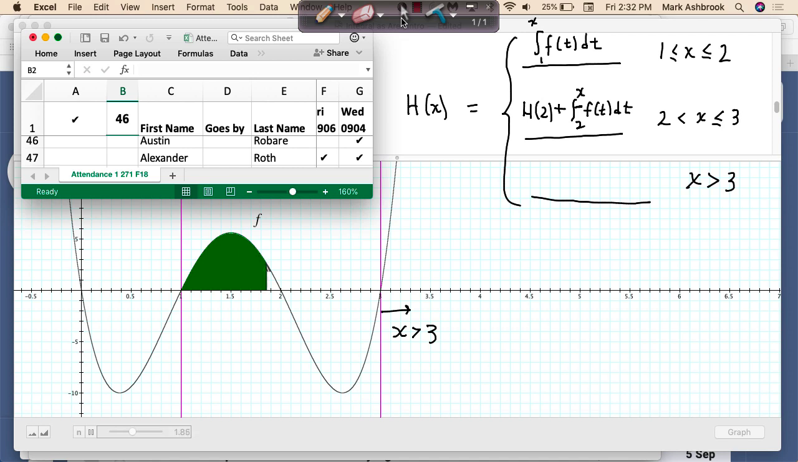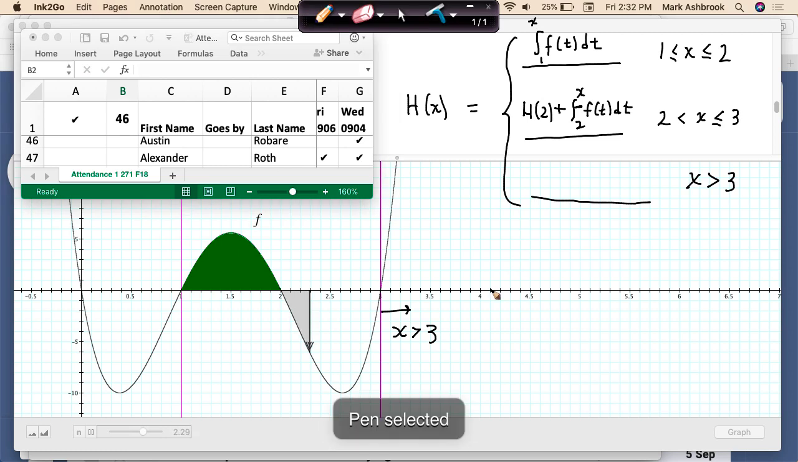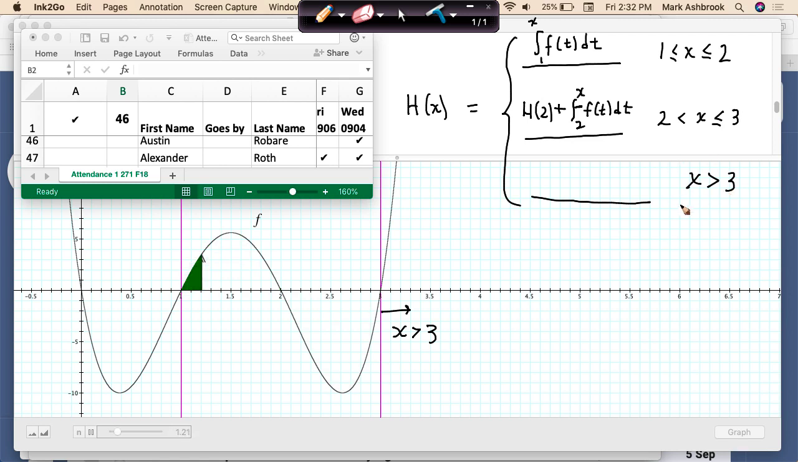Would be h of 2 plus h of 4 plus the integral from 3 to x of f(t) dt. Okay, h of 2 plus h of 4. So we don't have an h of 4 yet, because x equals 3. So h of 2 plus h of 3. Yeah. Okay, then plus the integral from 3 to x of f(t) dt.